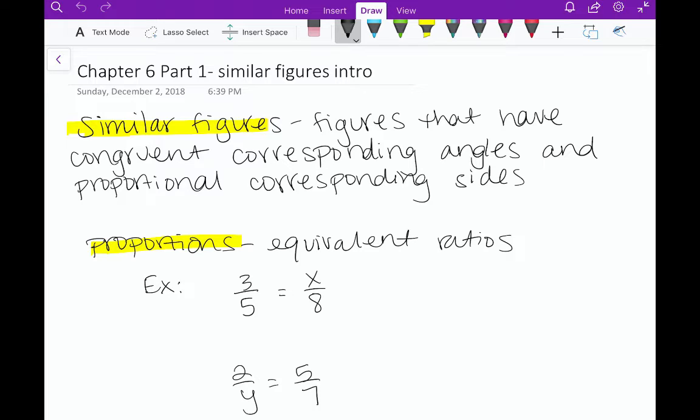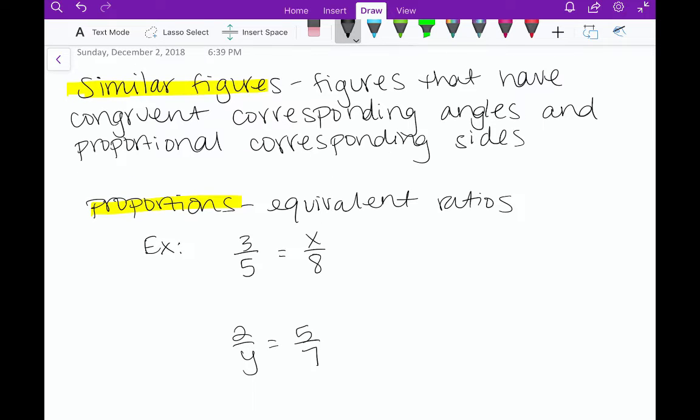All right, this is the first part of chapter 6 that we're going to talk about, and we're going to learn about similar figures in this video. Similar figures are figures that have congruent corresponding angles and proportional corresponding sides. If you remember back to triangle congruence, we might say that triangle ABC is congruent to triangle XYZ. And remember we said that A corresponded to X, B to Y, and C to Z. So when I talk about corresponding angles or sides, that's what I'm referring to, the corresponding parts.